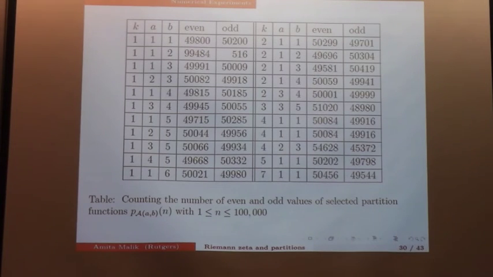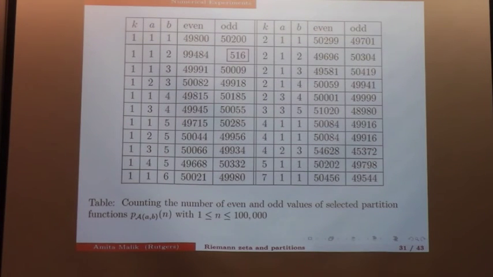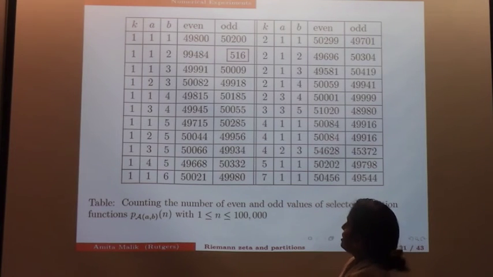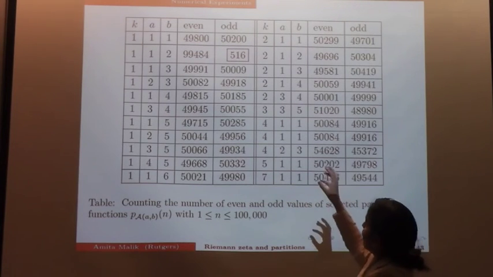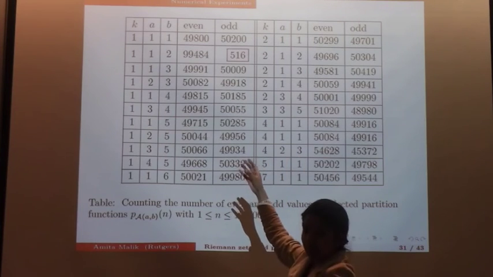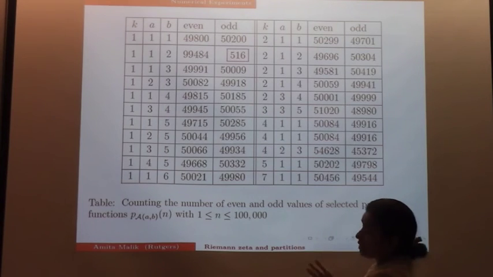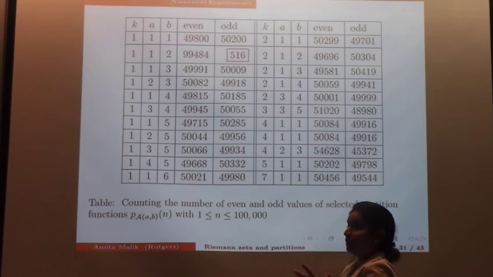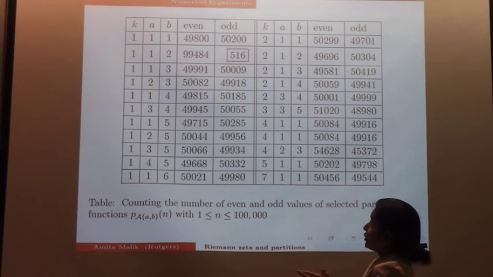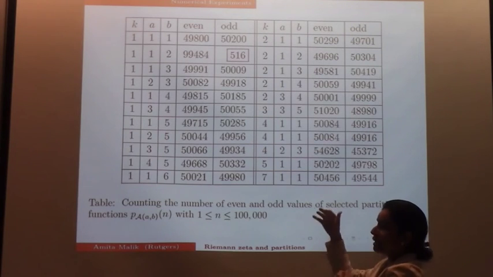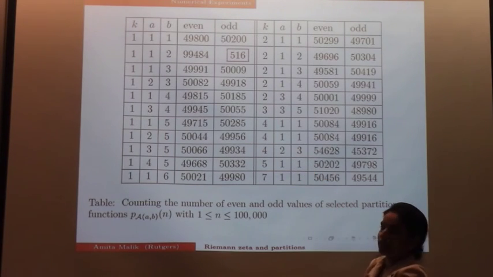And if you look at the table carefully, you see that in the second row, there is something interesting happening. This is the exceptional case that I talked about here. Case a equal to 1, b equal to 2, so you are partitioning into odd parts. It's even most of the time, and odd 516 times out of these 100,000 values. So you might feel that maybe it's going to 0, but it's not going to 0, it's going to infinity, as we show that it's of the order square root of n, but it's going really slowly in comparison to the even ones.